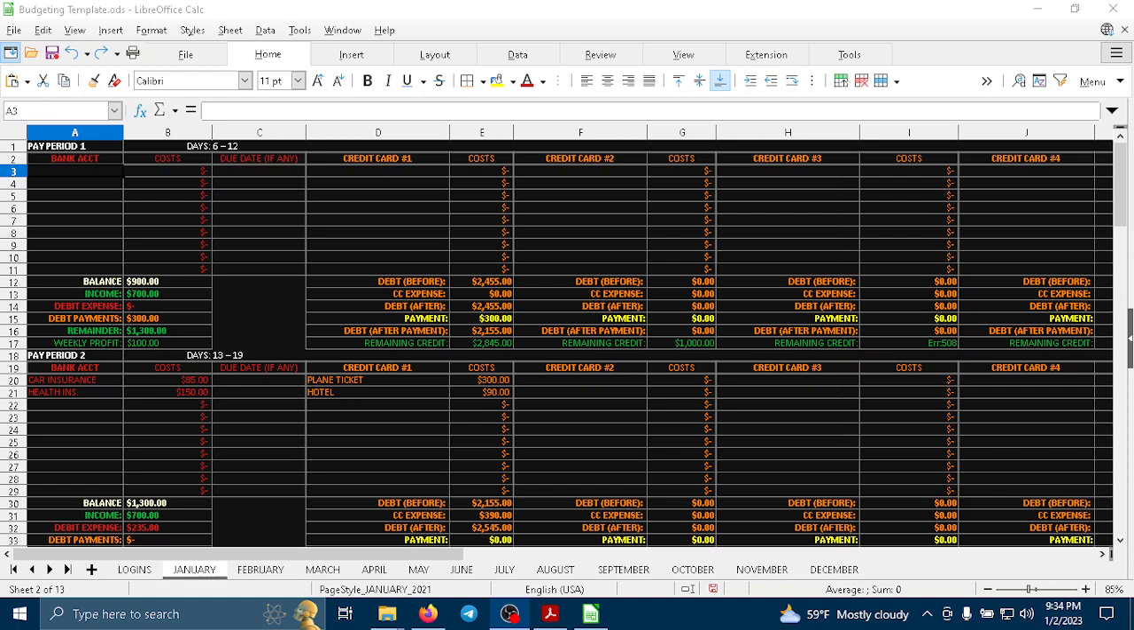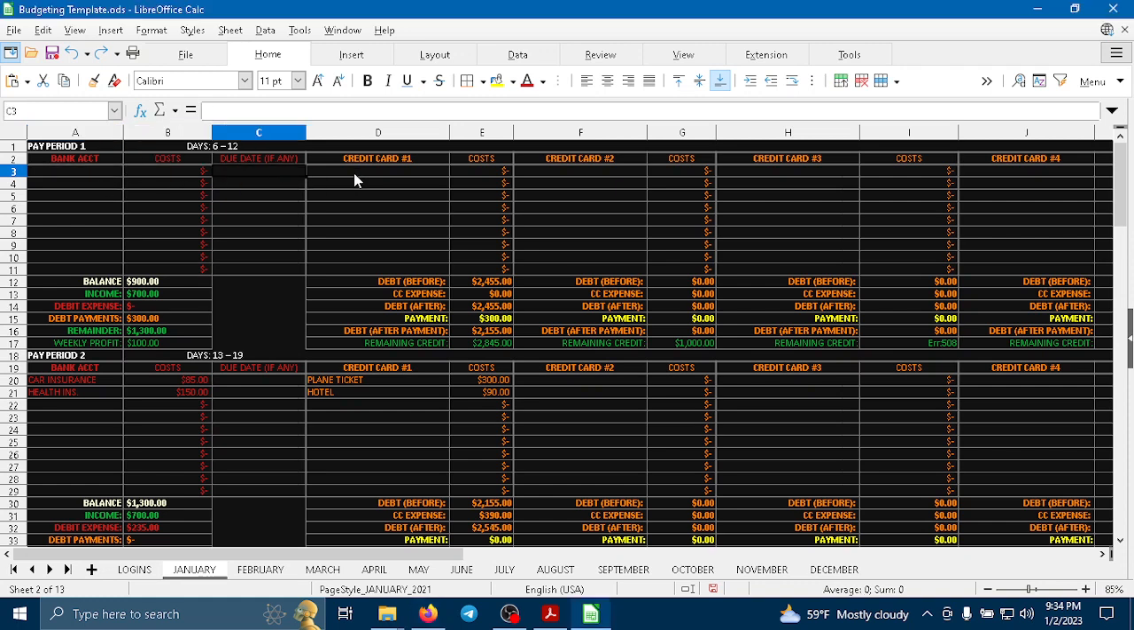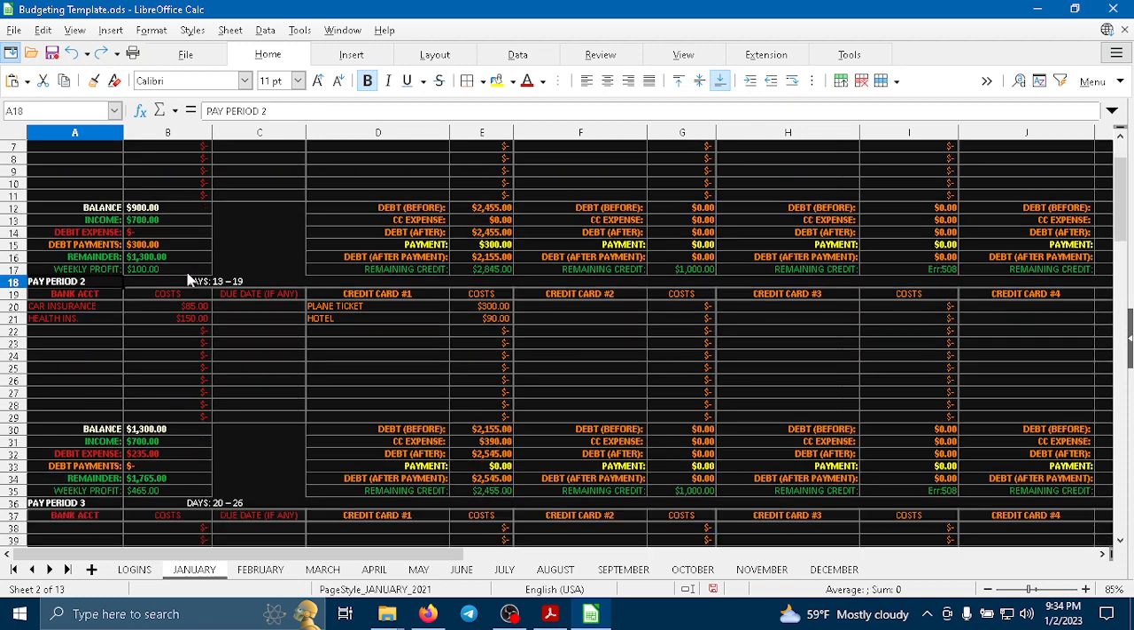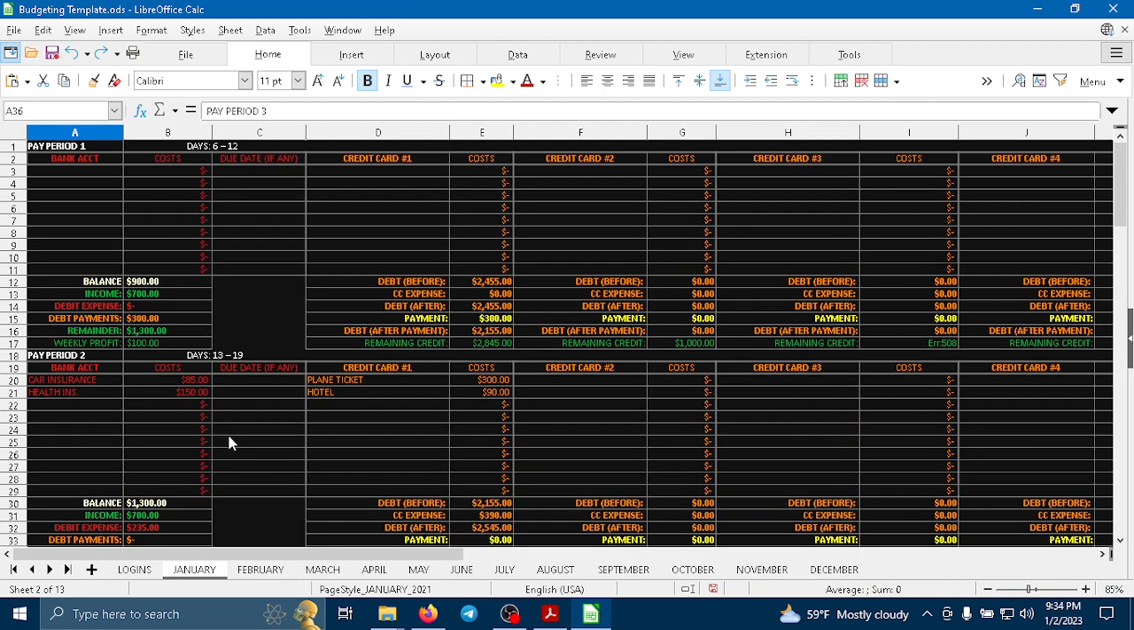The first FAQ on here says, where should I start on this sheet? That is a very good question. So the first thing you want to do is to determine your pay periods. This whole sheet is a little bit confusing at first, but you'll understand it soon enough. You'll notice that there are pay periods: pay period 1, pay period 2, pay period 3, etc.